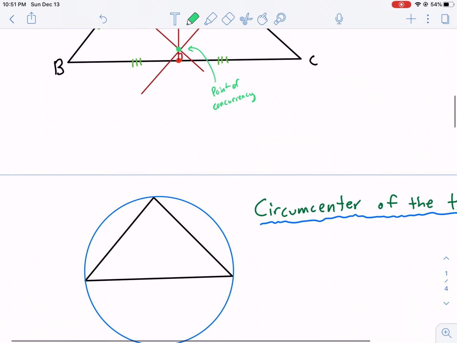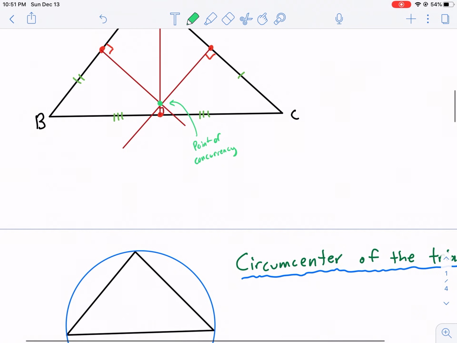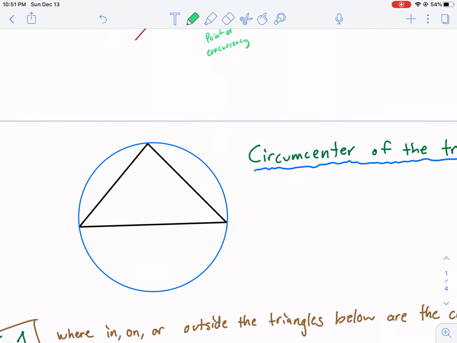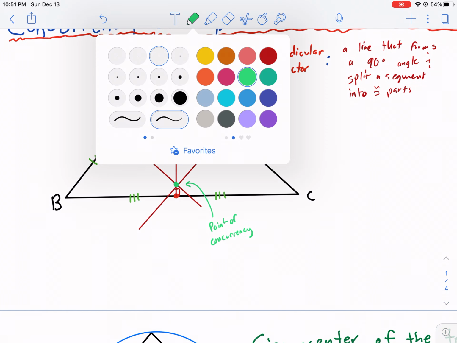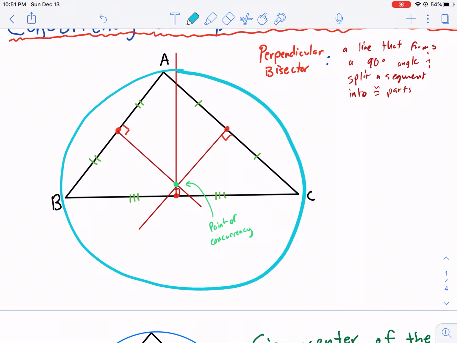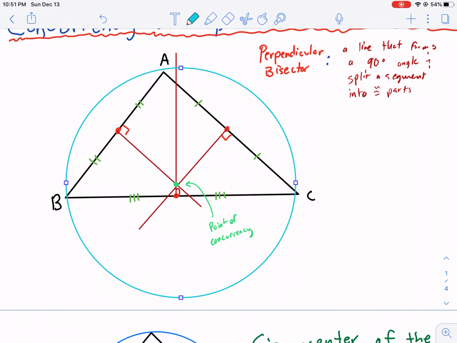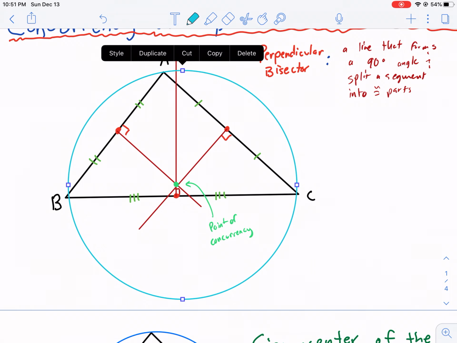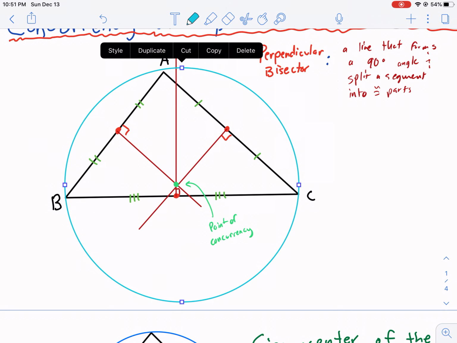Now, something special happens at the point of concurrency. Let's take a look. What happens is we can create a circle around the triangle, and the point of concurrency is a special place. To demonstrate this, I'm going to draw a circle around this triangle, and I'm going to touch the circle to each one of the vertices of the triangle. What I really mean to say is we're going to make the circle touch the points of the triangle.